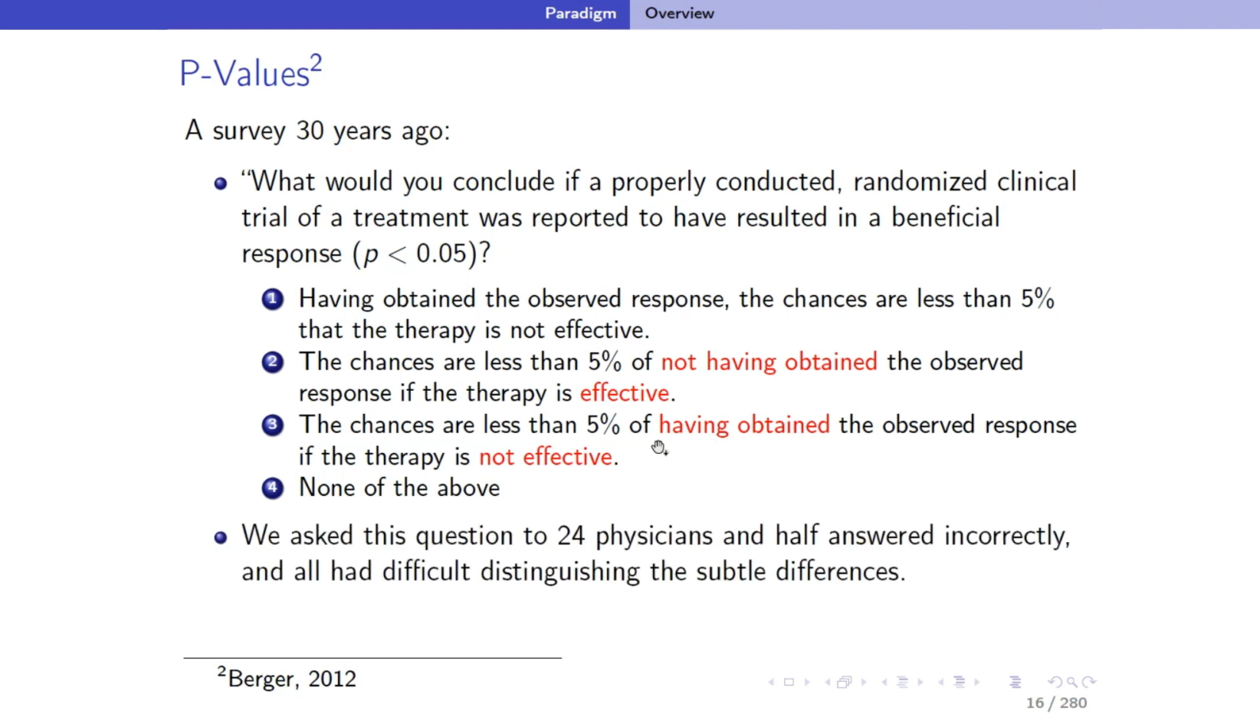The survey asked 24 physicians, and half answered incorrectly, and all had difficulty distinguishing the subtle differences. What does it mean that you assume therapy is effective? What does it mean that therapy is not effective? But of course, to a trained statistician, this is bread and butter. You set the null to be not effective, and then you look at the chances of something happening. And then the correct answer to our question is then 3.